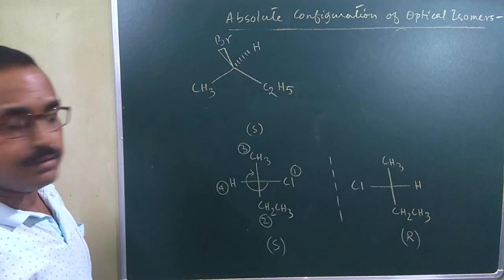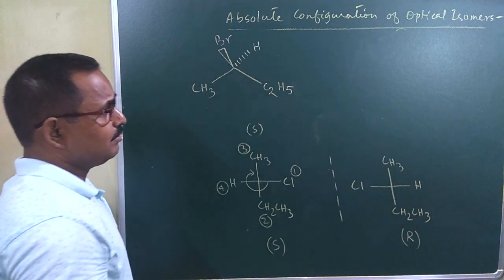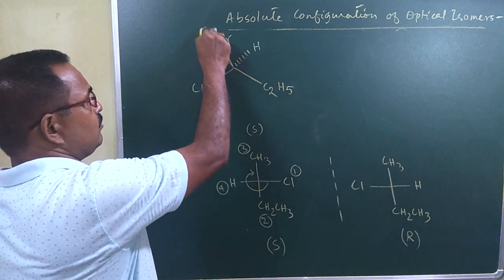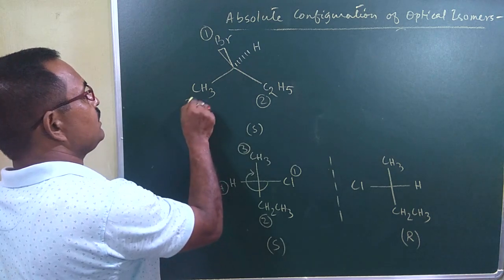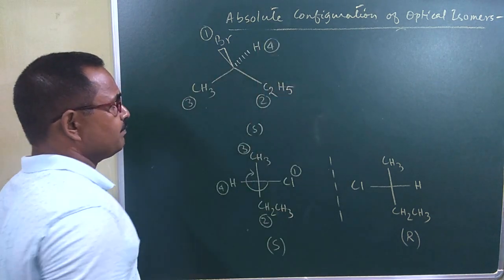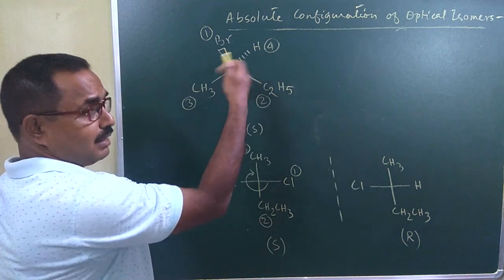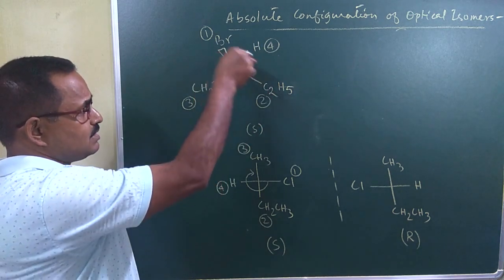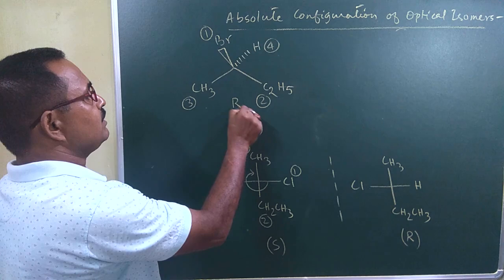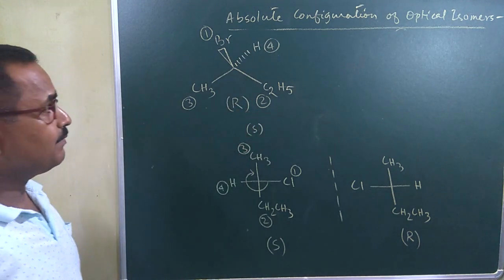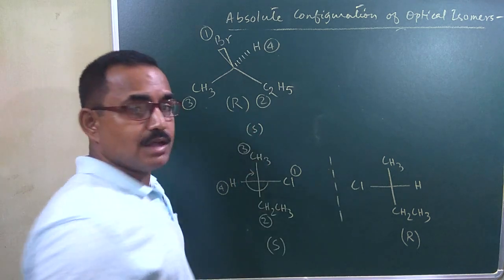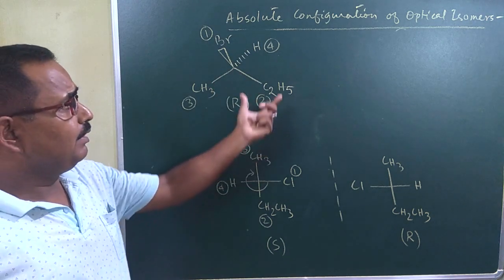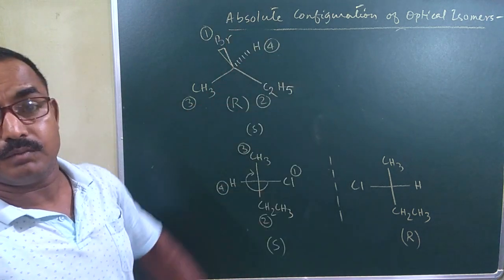Say 2-bromobutane. It is denoted in wedge and dash representation. Okay. Look, bromine has priority 1, ethyl 2, methyl 3, hydrogen 4. So keeping hydrogen away from you, you are to observe the rotational sequence 1, 2, 3. What is the sequence? It is clockwise. So this configuration is R. So in this way we can assign absolute configuration of optical isomers.